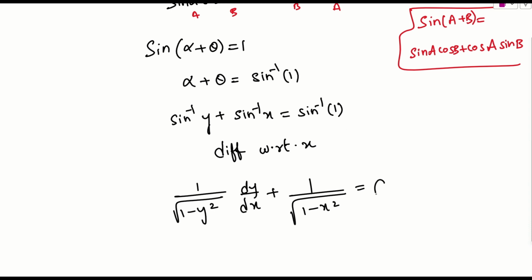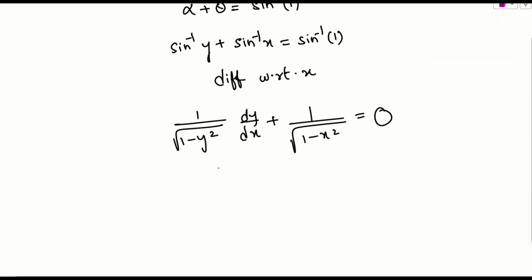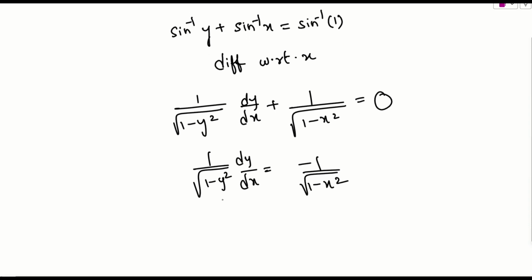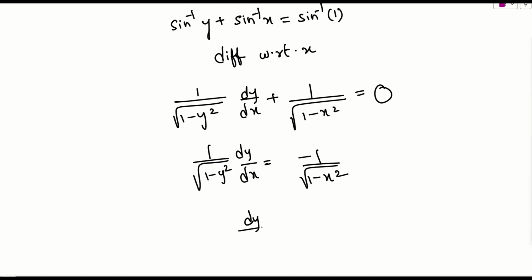We know that the derivative of a constant will be 0. So from this, what can we conclude here? We can say that 1 by root of 1 minus y square into dy by dx will be minus 1 by root of 1 minus x square. Send the denominator to the right side, which means dy by dx must be equal to minus root of 1 minus y square by root of 1 minus x square.